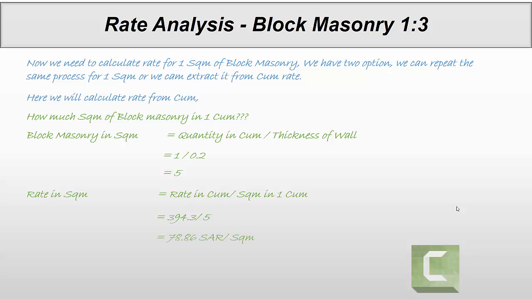Now we have the rate of block masonry in cubic meter as well as in square meter. In the next video we will also calculate the total steps for 1 square meter block masonry, inshallah.